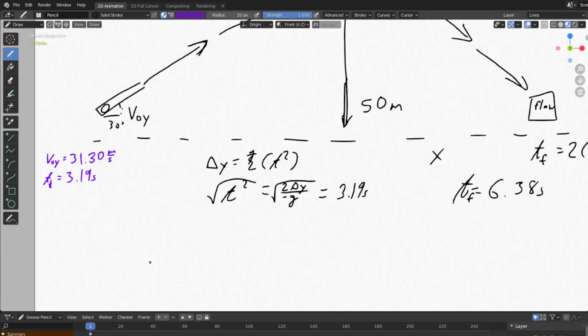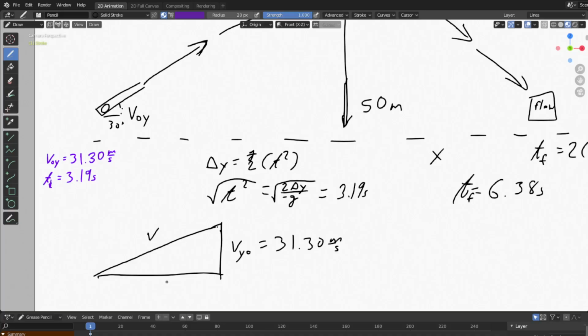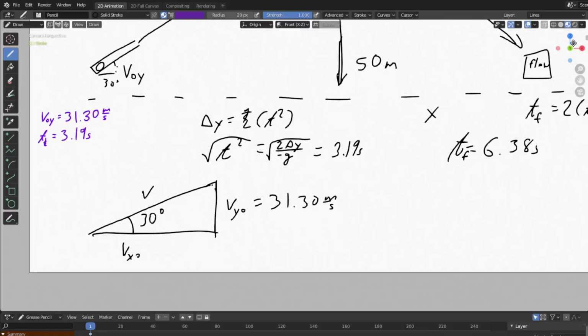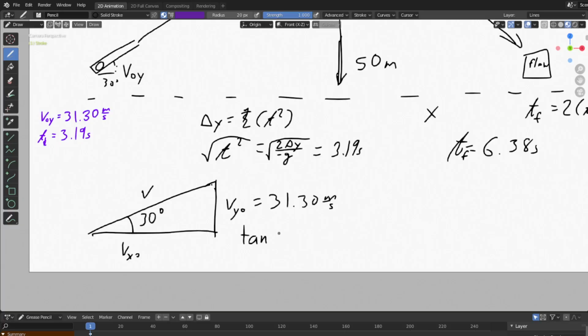So this is at 30 degrees, and then we take this, take that. So we know what v of y is. V of y naught equals 31.30 meters per second, as we already know. This would just be v, and this would be v of x naught. And we know that this angle is 30. So we know from basic trigonometry that tangent is equal to opposite over adjacent, right?